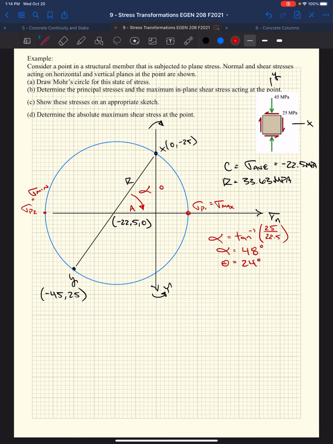We want to know our magnitudes, right? And our sigma max and sigma min, or our two principal stresses, are really the center point plus and minus our radius, right? So we start with sigma P1, or our maximum stress. It's going to be the center plus the radius. In this case, we know the center is at negative 22.5 megapascals. We're going to add the radius, which is 33.63. And we get 11.1 megapascals.